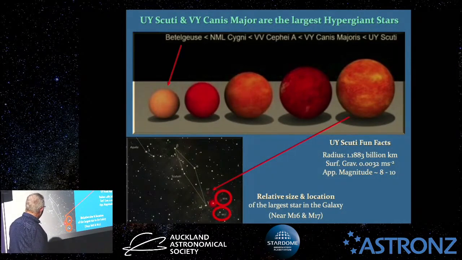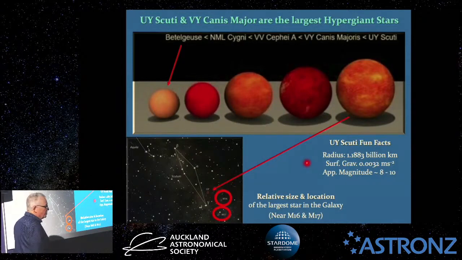And it sits here, and you're trying to find it. You think, oh, I might show it to people. Its radius is 1.1883 billion kilometres. If you put that in the middle of the solar system, it would almost reach out to the orbit of Saturn. That's 10 times the orbit of Earth. That's how large it is.